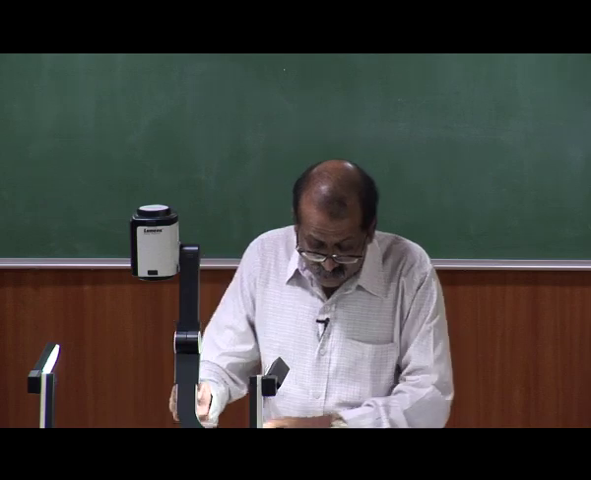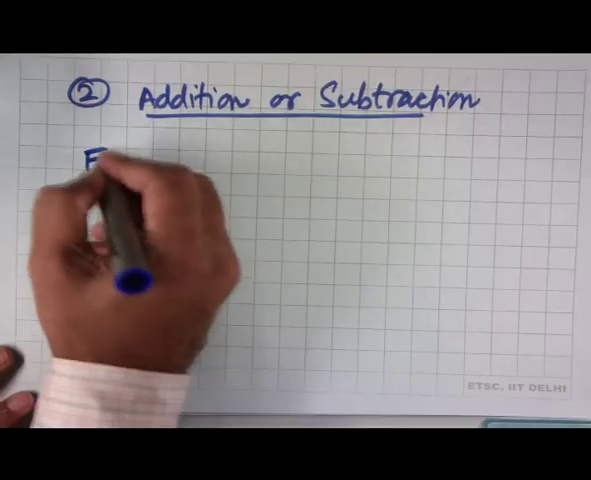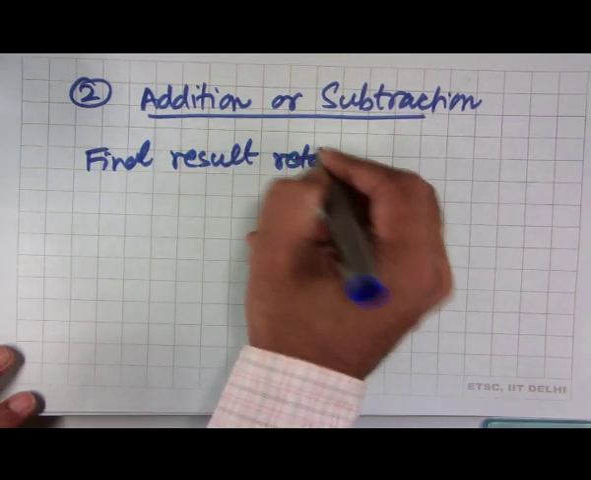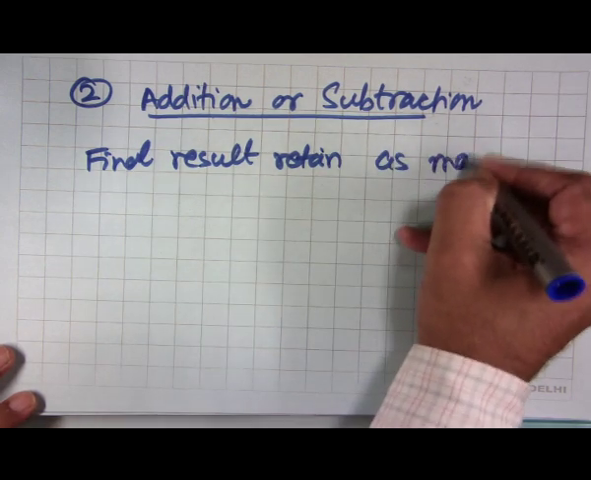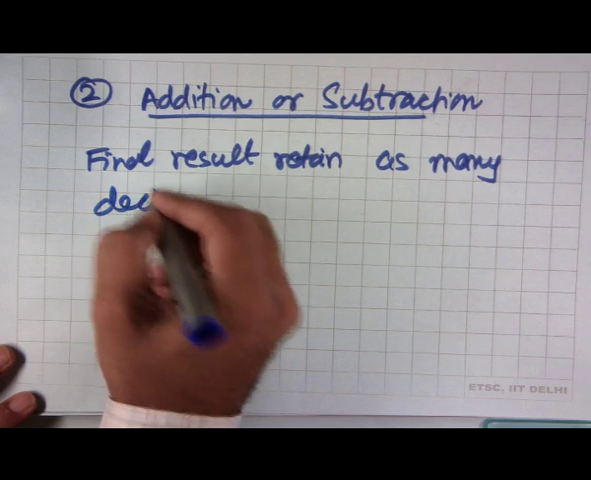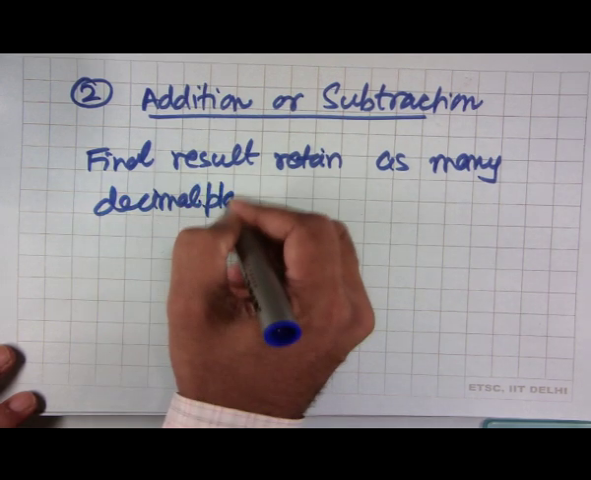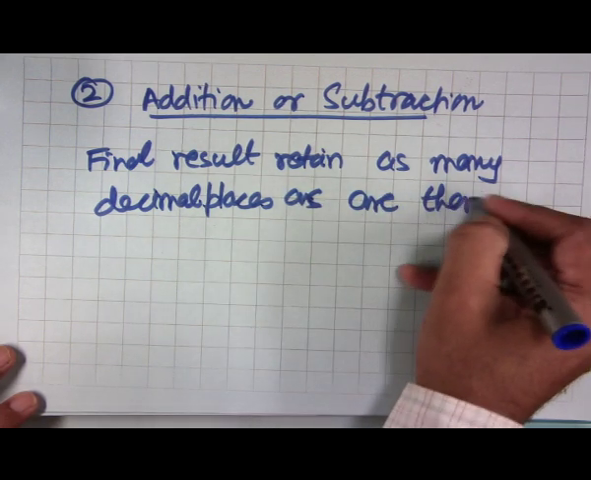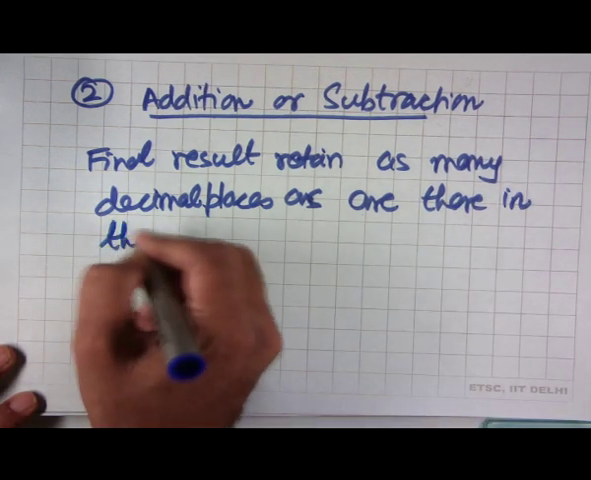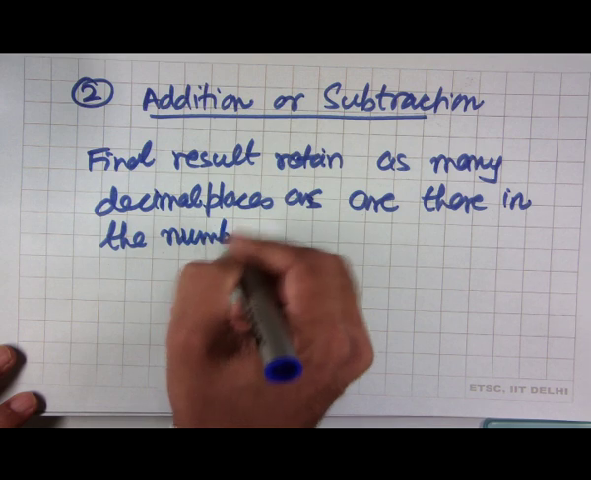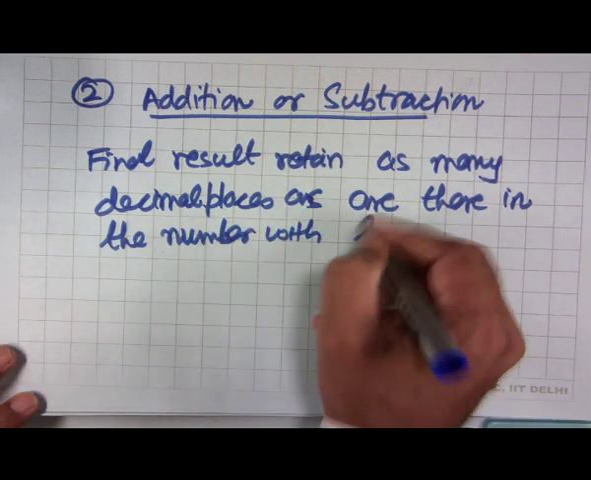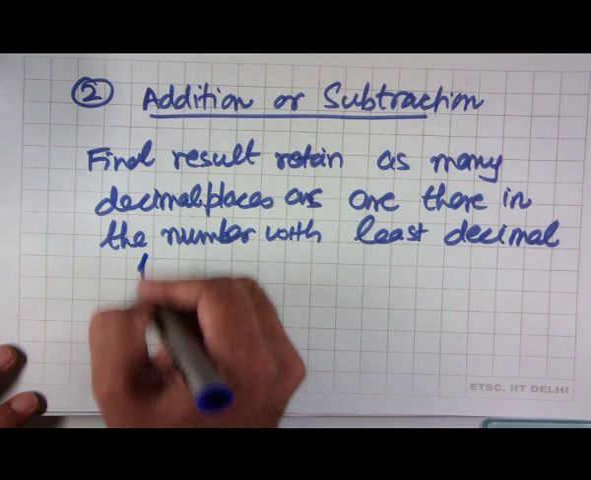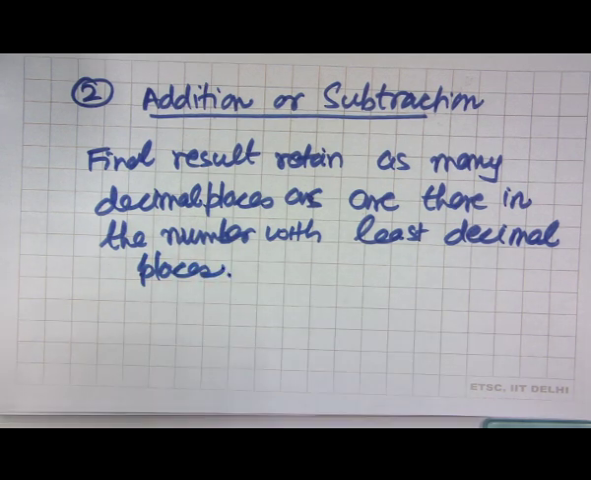So, here what we do is, we retain in the final result, when we add or subtract, as many decimal places as are there in the number with least decimal places. And it becomes clear with an example.